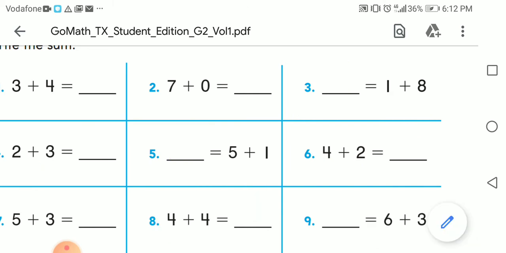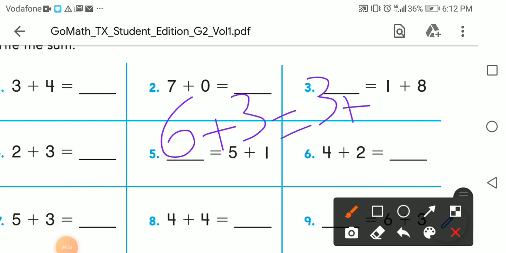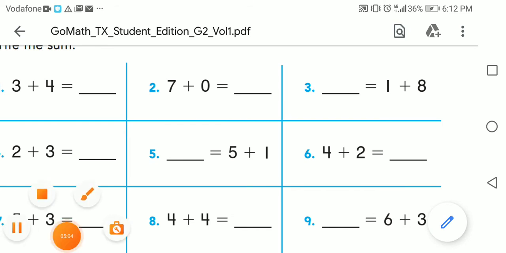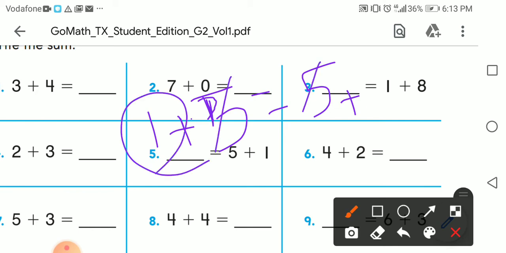Okay, guys. When I ask you something, 6 plus 3 equals 3 plus what? We make it like this. The remainder is 6. Another question, if I say 1 plus 5 equals 5 plus what? 5 goes with 5, the remainder 1, write 1, right? Okay.